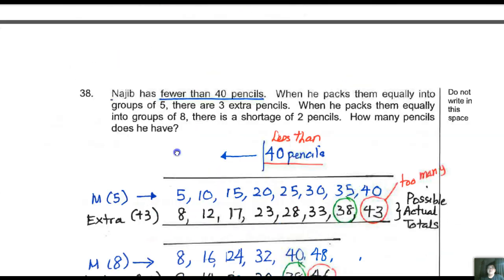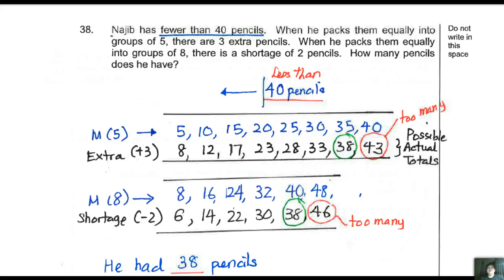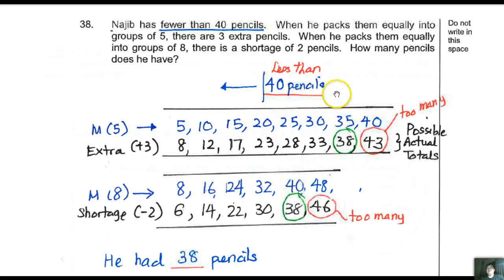Let's carry on. Navjit has fewer, smaller than 40 pencils. So remember, not 40 but 39 downwards. So this is what he can do. When he packs them equally into groups of 5, there are 3 extra pencils. The first thing you need to do is group them into 5. Let's say a multiple of 5, remember.